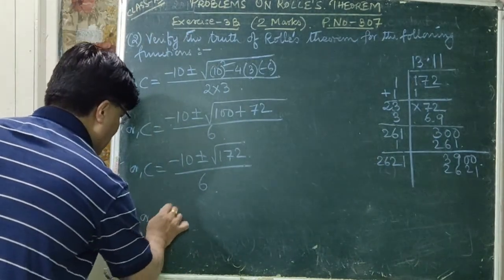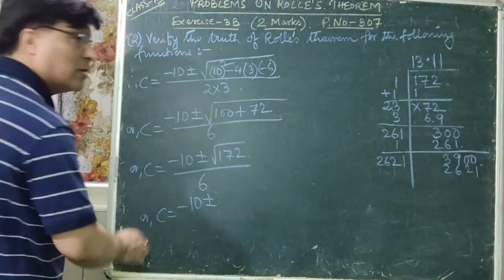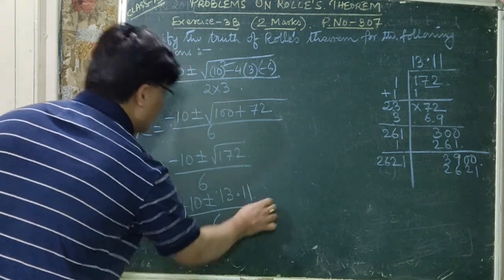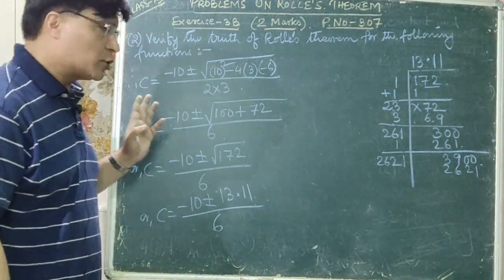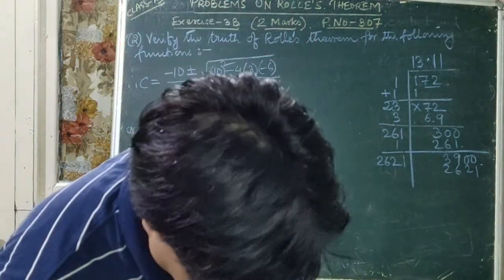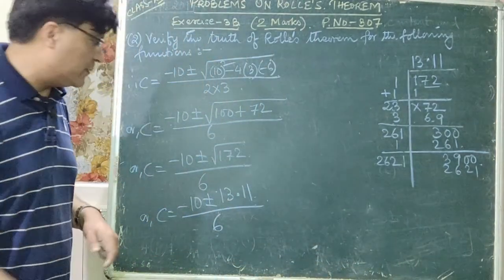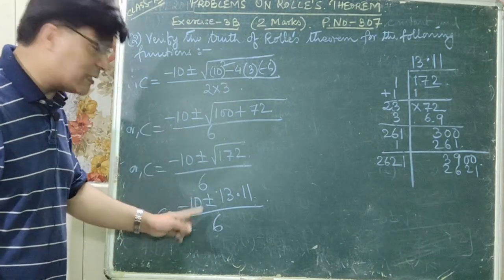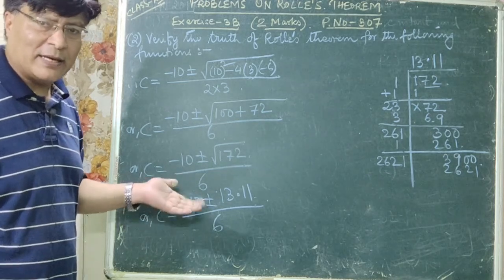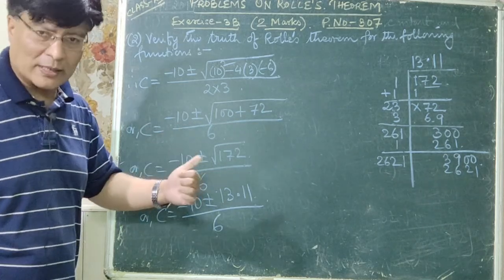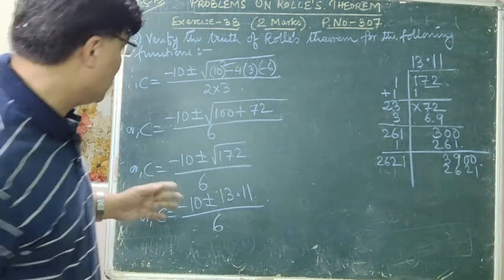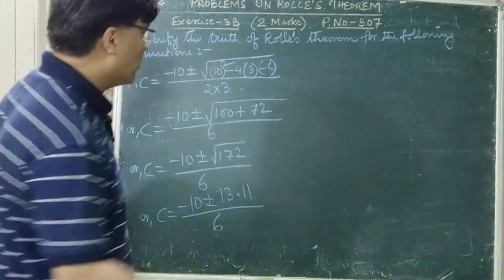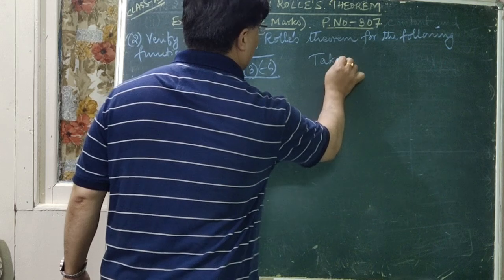So right here, C is equal to minus 10 plus minus the square root of 172, which is 13.11, whole divided by 6. In this case, C should lie between 0 and 1. 0 and 1 means positive. So you can't take the negative sign here. You have to take the positive sign in this case. If you take the negative sign, this value will be negative, and C does not lie between 0 and 1. But C should be positive in this case. So write down taking only the positive sign. You can't take the negative sign here.